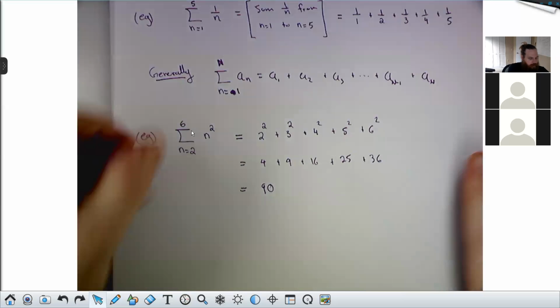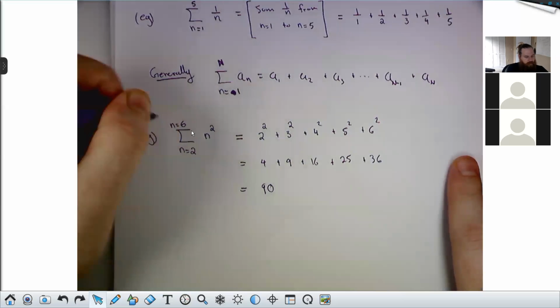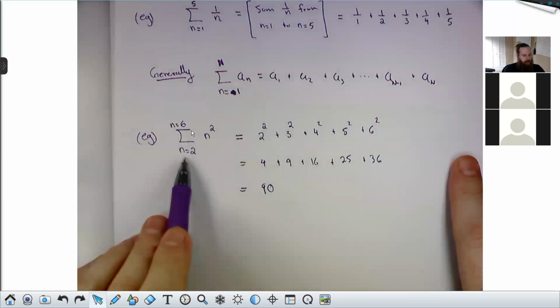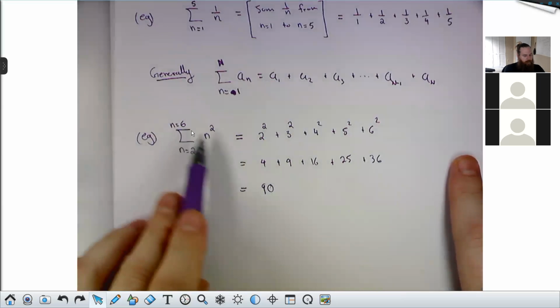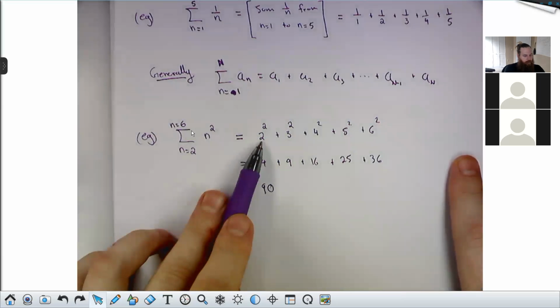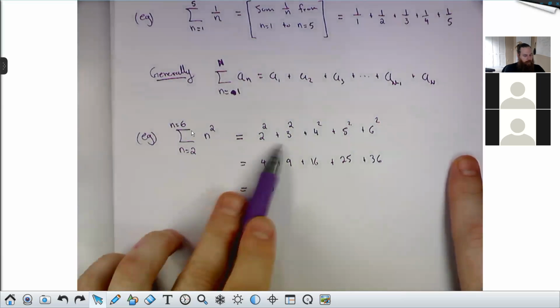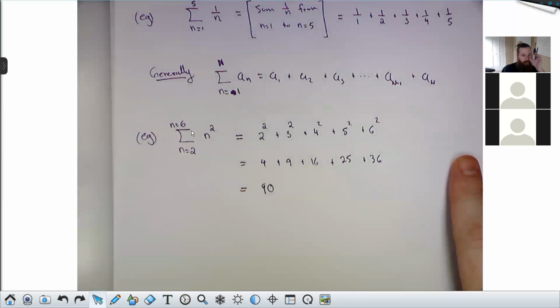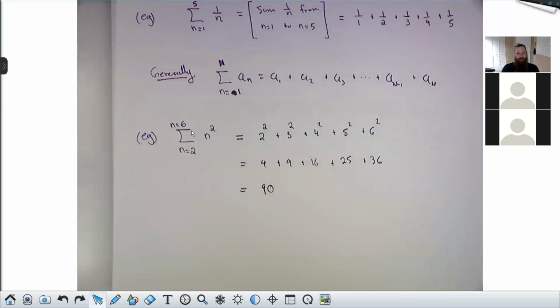Right? You can read this as n equals 2 to n equals 6. Sum this from n equals 2 to n equals 6. So when I plug in 2 for n, I get 2 squared. The next thing would be 3. The next thing would be 4. And I stop when I get to 6. Does that make sense? Yeah, it makes sense. Thank you.